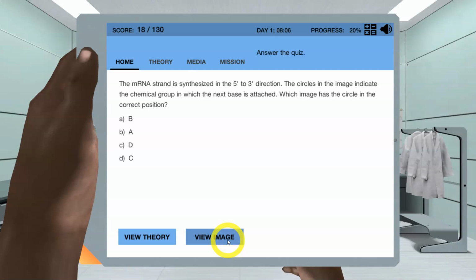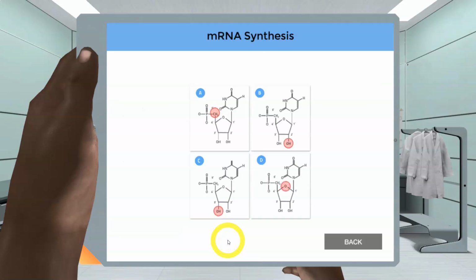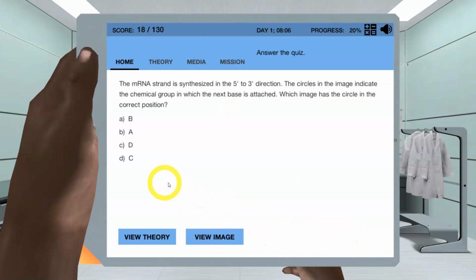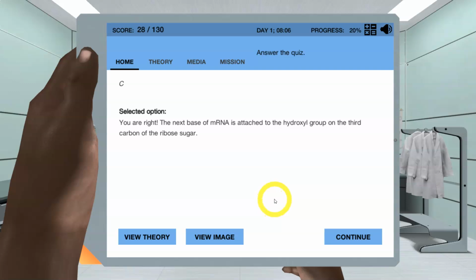Which image has the circle in the correct position? You are right. The next base of mRNA is attached to the hydroxyl group on the third carbon of the ribose sugar.